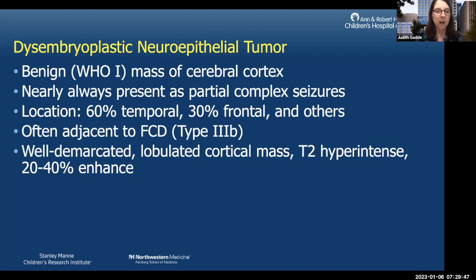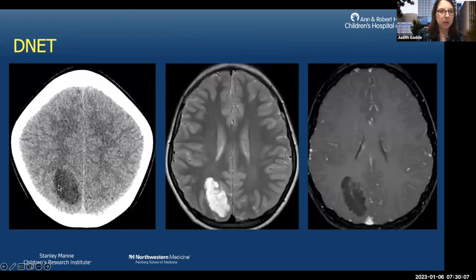But a DNET often is a well-demarcated, lobulated cortical mass, and usually T2 hyperintense. And pretty much, again, for all of these tumors I'm going to discuss, they may or may not enhance, and that doesn't really change the diagnosis or differential if they enhance. So this patient initially presented here on the left and had seizures and had a non-contrast head CT. And on that CT, we can see this well-demarcated region of low attenuation. And of course, we recommended an MRI because we weren't sure what was going on.